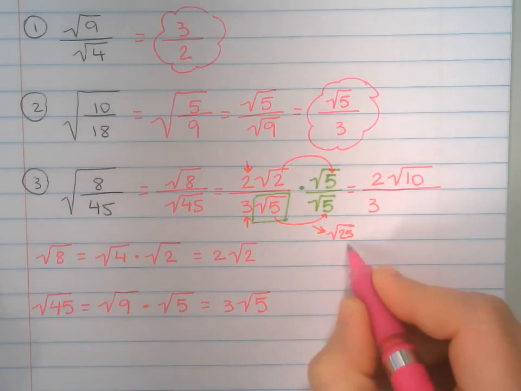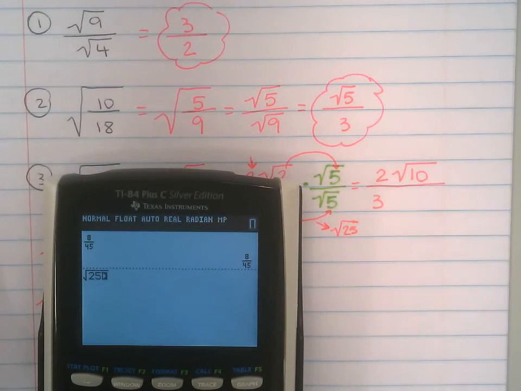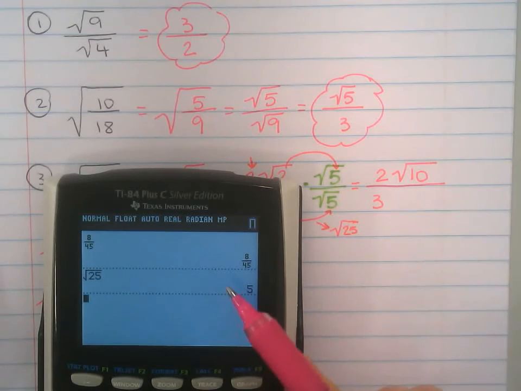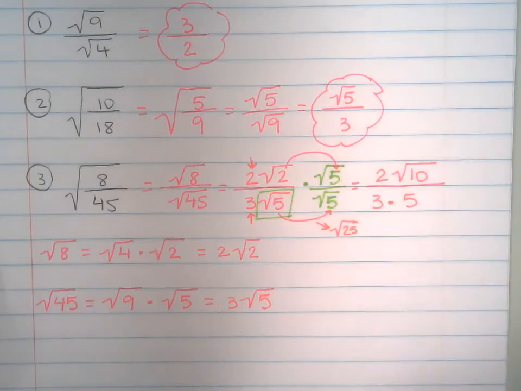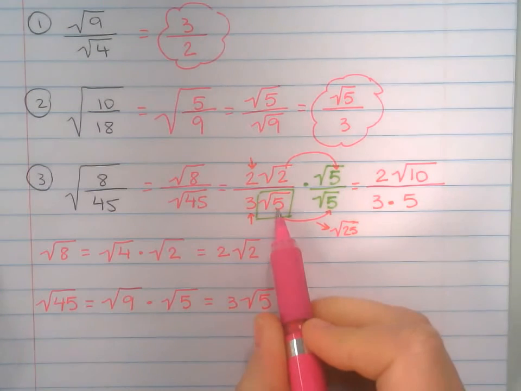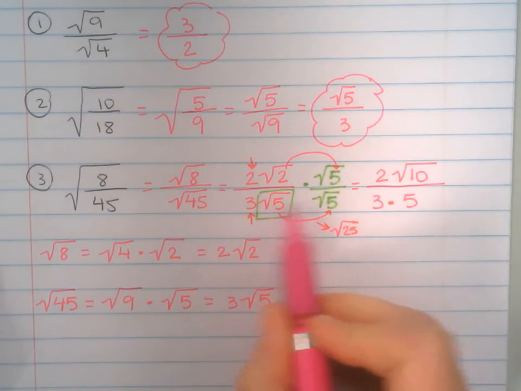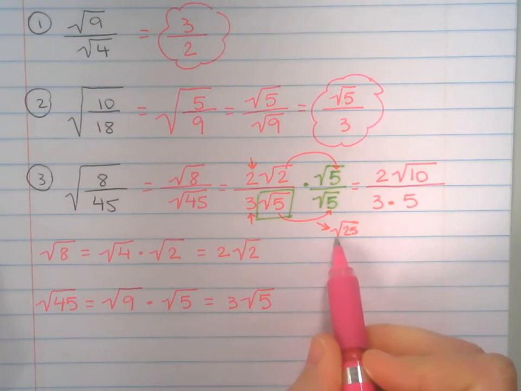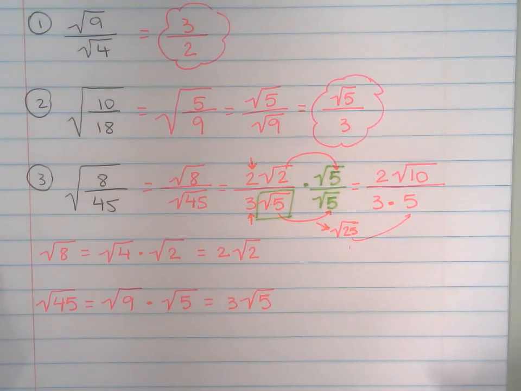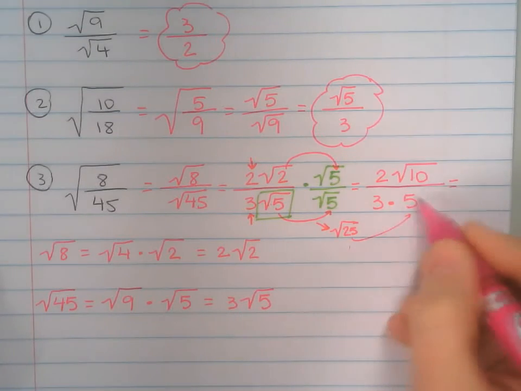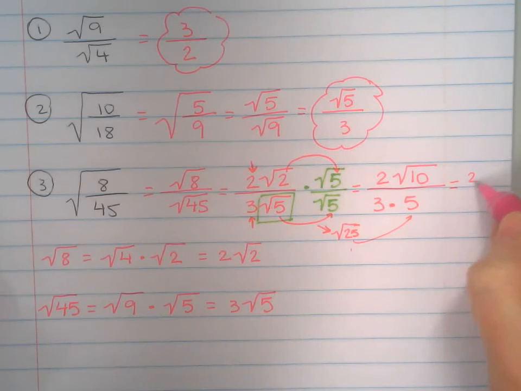And you know square root of 25 equals 5. 5 times 5 equals 25. They were both under the square root, so they remain under the square root. You take the square root of 25 and you get 5. Now you keep going because you can't leave your answer like that. So you get 2 square root of 10.